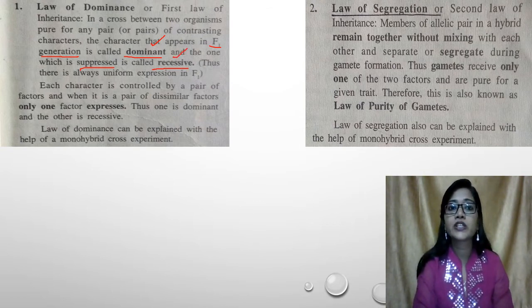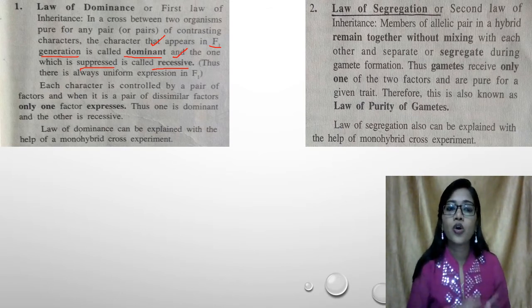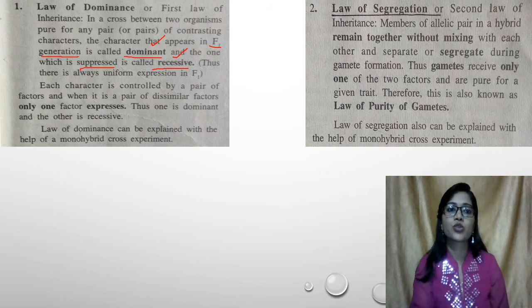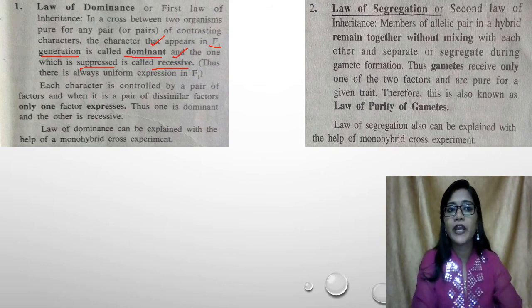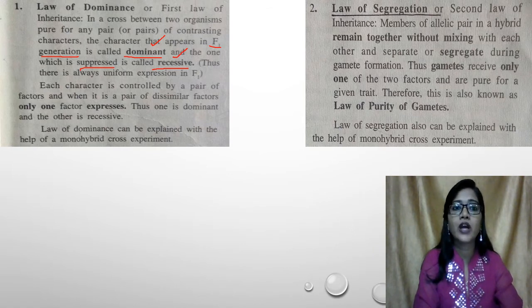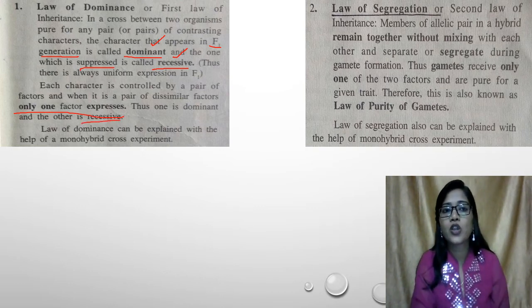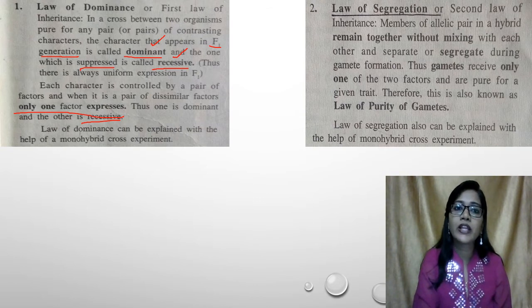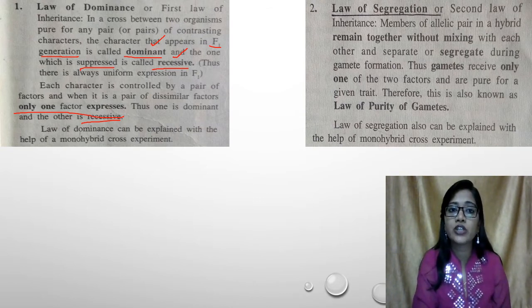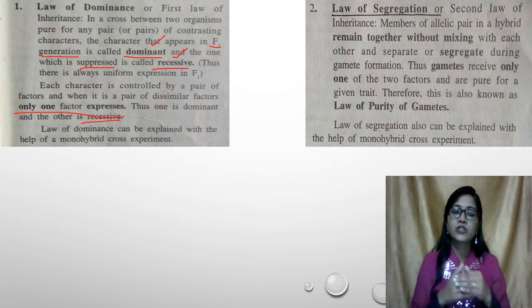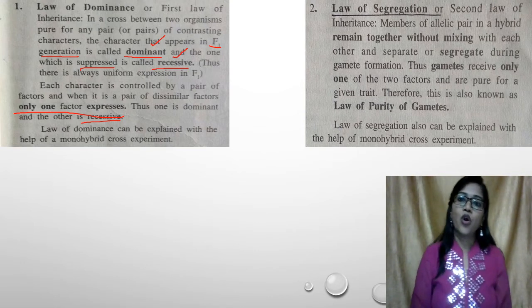Thus there is always uniform expression in the F1 generation, that he got with all the 7 traits in 3:1 ratio. Each character is controlled by a pair of factors, and when it is a pair of dissimilar factors, only one factor gets expressed. Thus one is dominant and the other is recessive. So that is the law of dominance. Only one character gets expressed in the F1 generation, while the other character remains hidden or gets suppressed. So that is known as the law of dominance.